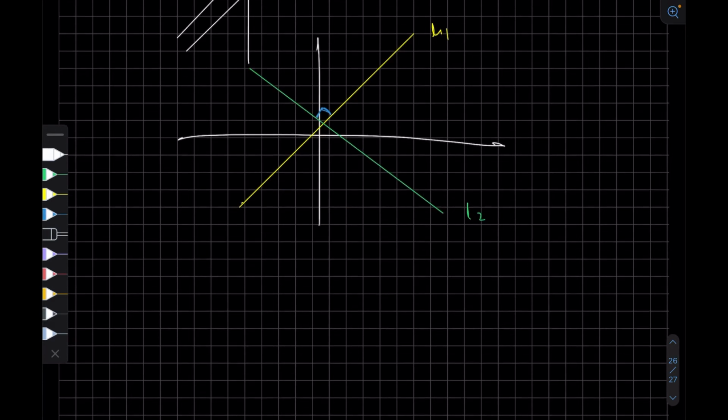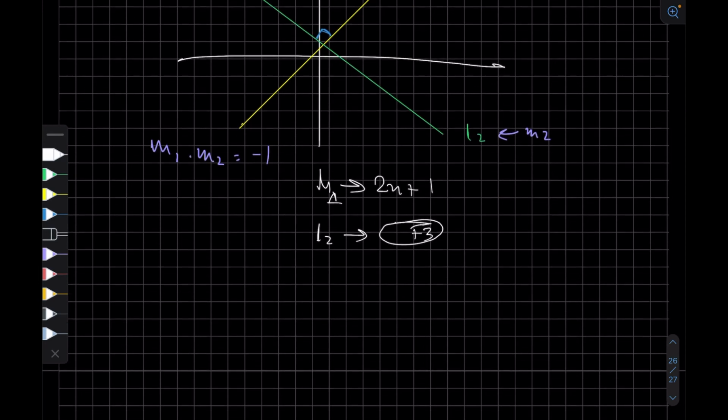Right, and in these situations there's a certain property that if this has the gradient m1 and this has the gradient m2, then m1 dot m2 is equal to negative 1. So let's say L1 is basically 2x plus 1, and L2 is something plus, let's say, 3. So if my m1 is 2, then 2 times m2 should equal -1, so m2 is equal to -half, right?